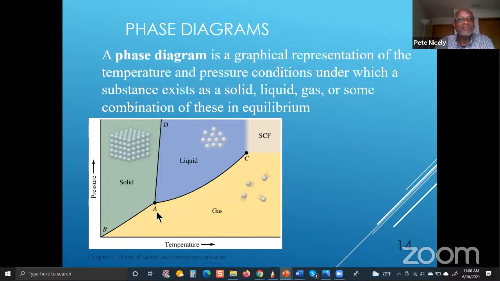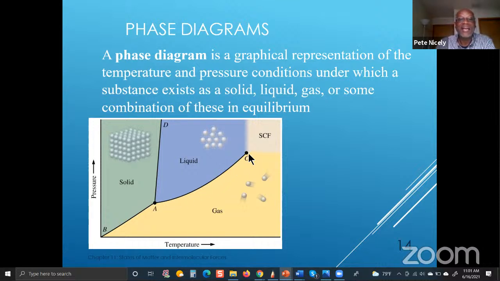What these lines represent are the different temperature and pressure values where the substance exists in equilibrium between different states. So for example, this line here, B to A, represents the temperature and pressure values where there's an equilibrium between the solid and the gaseous state. This line here represents the temperatures and pressures where there's an equilibrium between the solid and the liquid state.